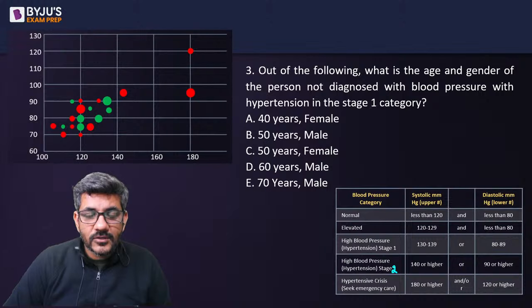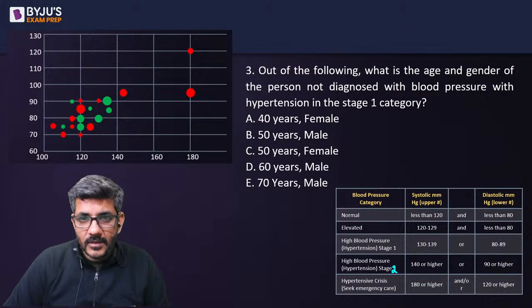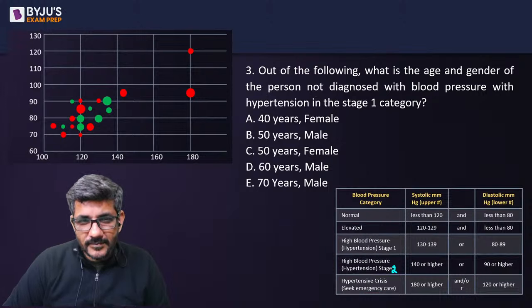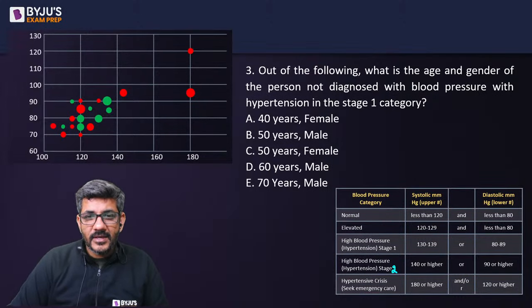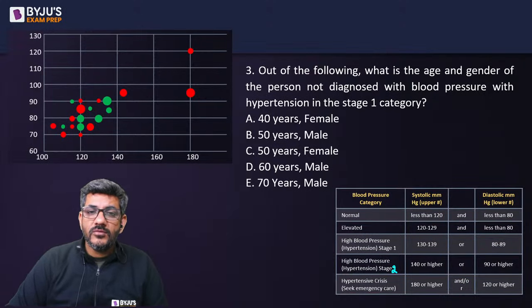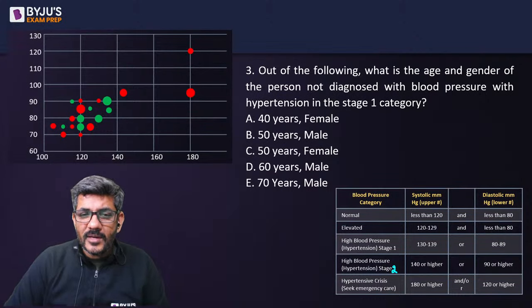And that is the last question of the day. Vrindamukhi has got the answer as D, 60 years male. I think that's an easy question because in the very first question also we found out the people with hypertension stage 1, right? So we are talking about those same people.